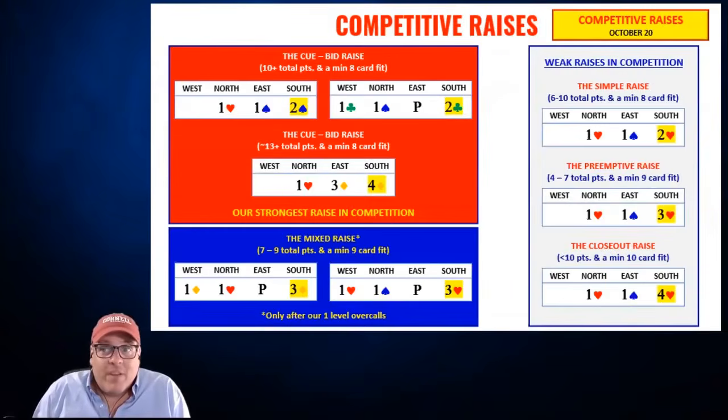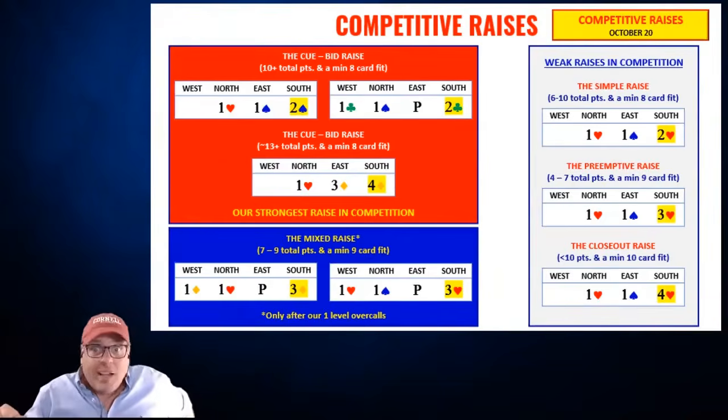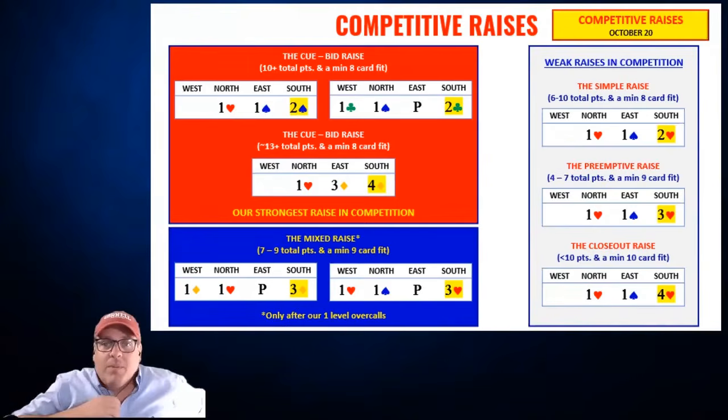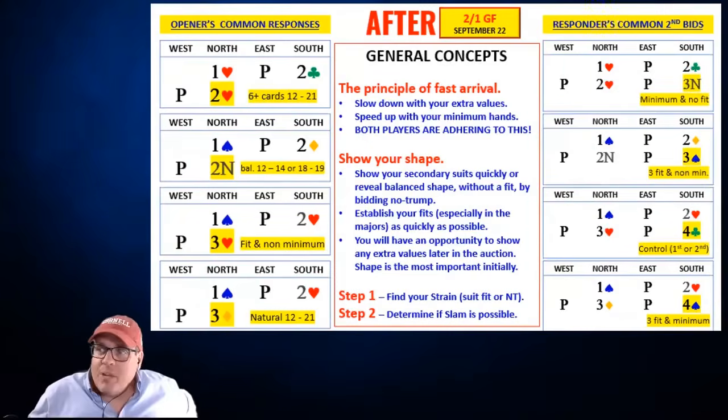Competitive raises, one of my favorite slides of the year, because this gives you most of your best bids when you're in a competitive environment. And how often are we in competitive environments, folks? A lot, right? In normal good duplicate bridge games, you're going to be in competitive auctions way more frequently than you're going to be able to just have your way with your auctions together as a team. So here, highlights of the raises.